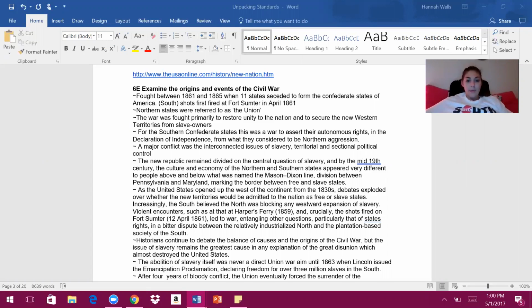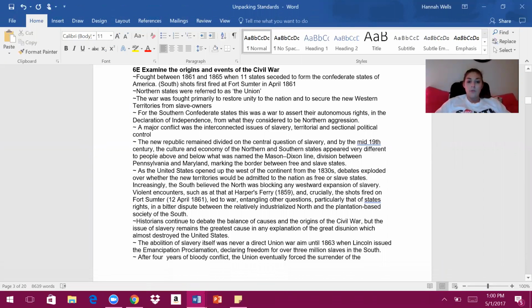The war was fought primarily to restore unity to the nation and to secure the new Western territories from slave owners. For the Southern Confederate States, this was a war to assert their autonomous rights and the Declaration of Independence from what they considered to be Northern aggression. A major conflict was the interconnected issues of slavery, territorial and sectional political control.